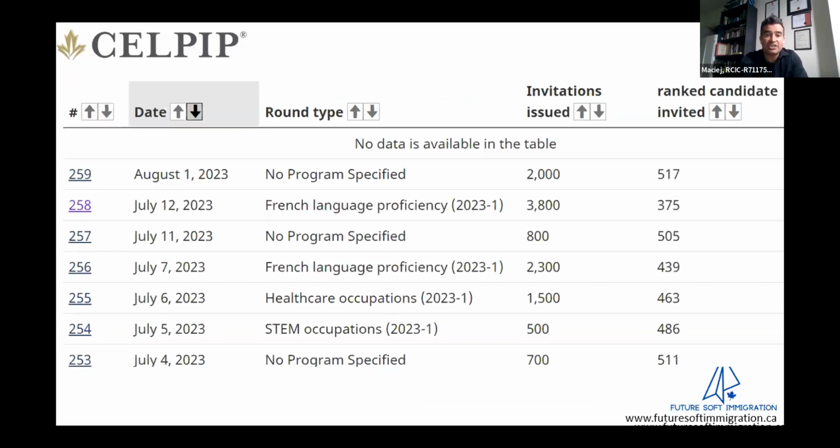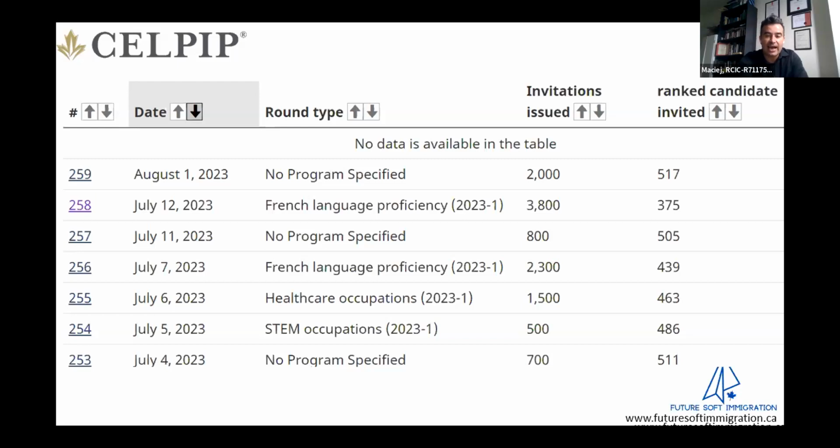Now, again, I mentioned it's so important to get a high CRS score, because depending on what kind of score you're getting or what kind of program you're joining, that will really matter. I also mentioned that. Notice here, French language proficiency program, this is the first round of invitation for that particular, or this is actually the second one, invitation for that category system. We can see a CLB score of much lower than if it's no program specified.